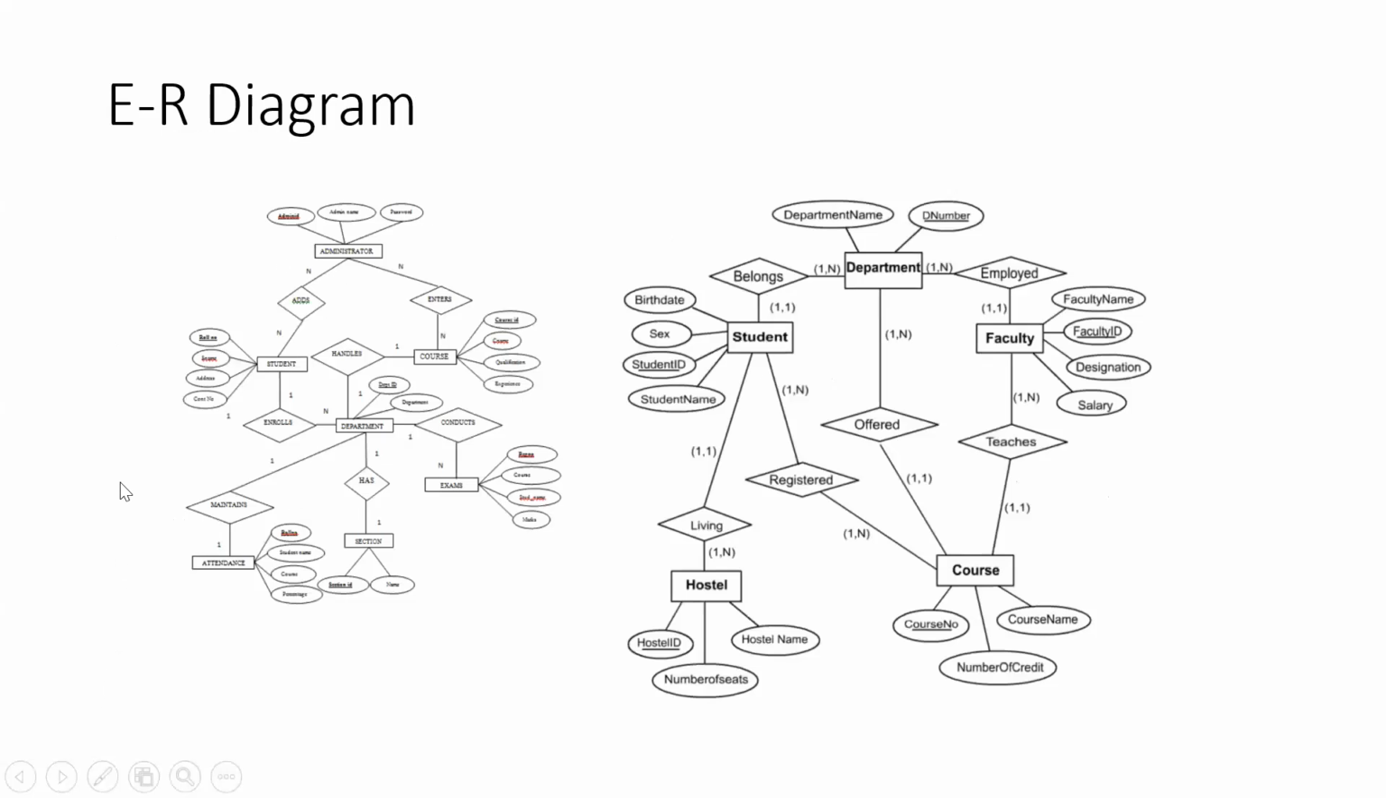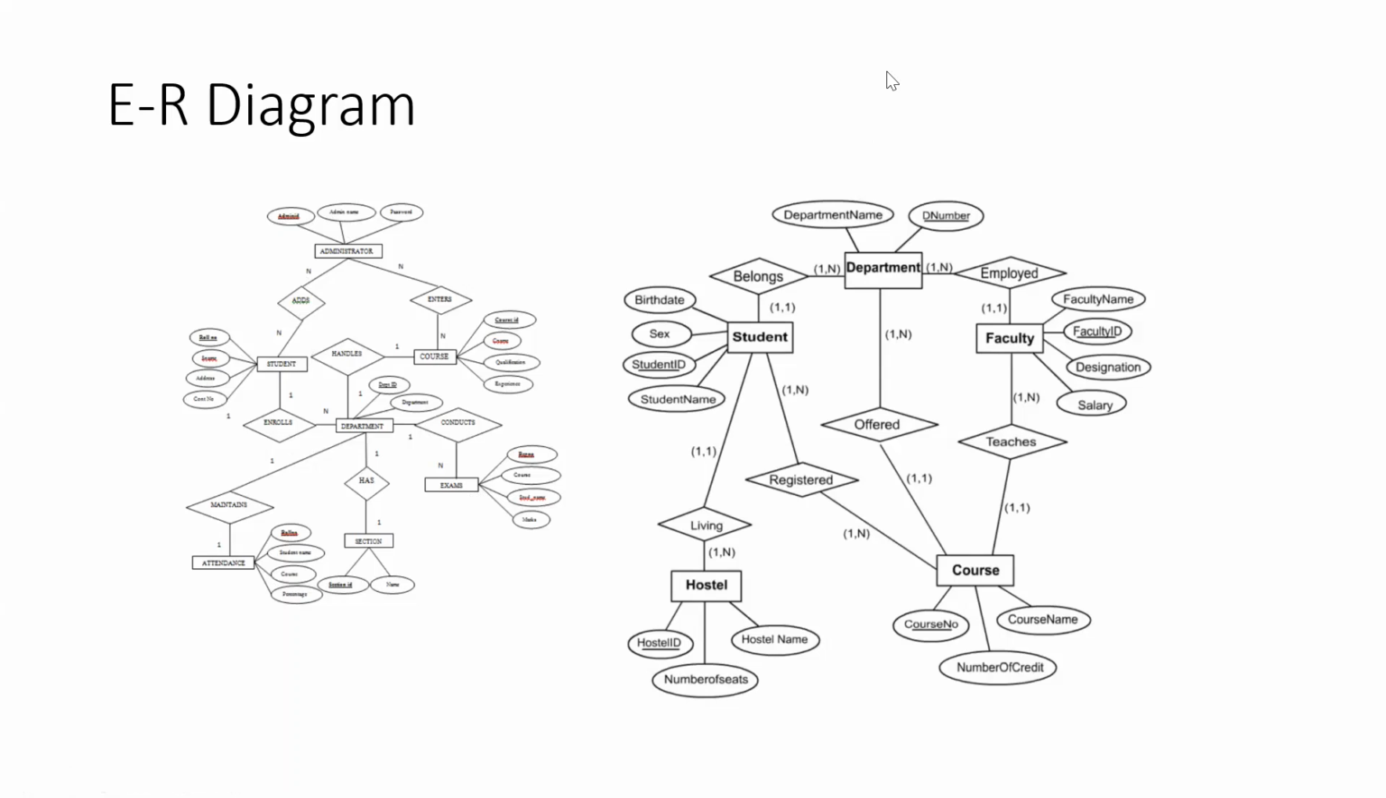So this is how the ER diagram looks like, where we have various entities called administrator, student, course, department, exam, section, attendance. So these various entities are related with the relationship with both the entities, and the various attributes are represented with the ellipse. So this is how we draw a ER diagram.